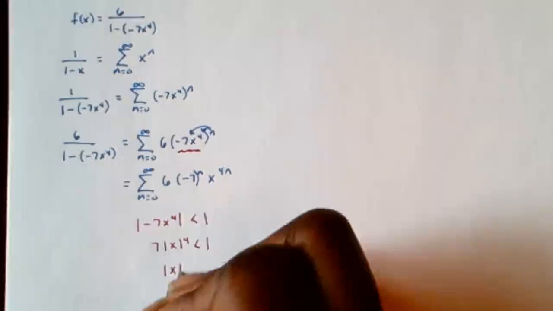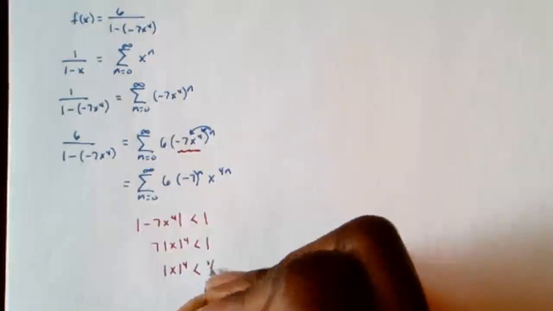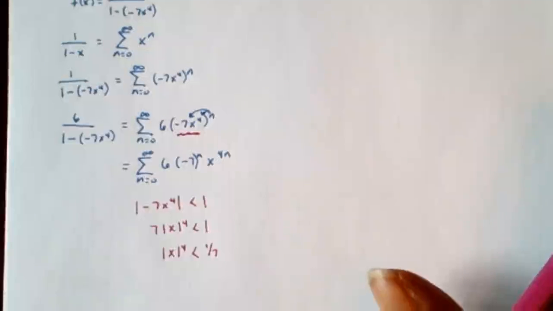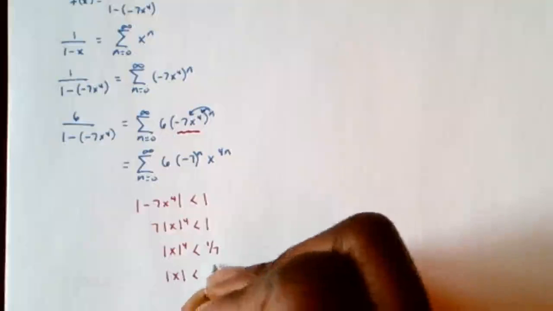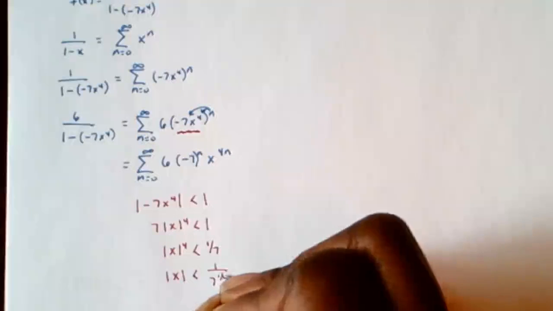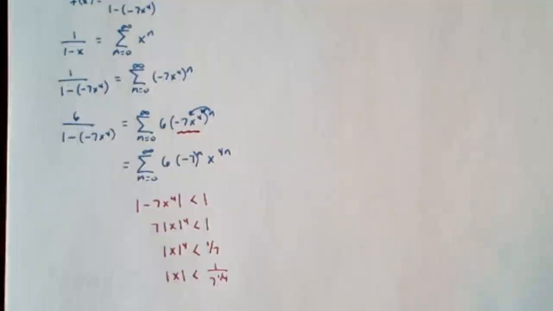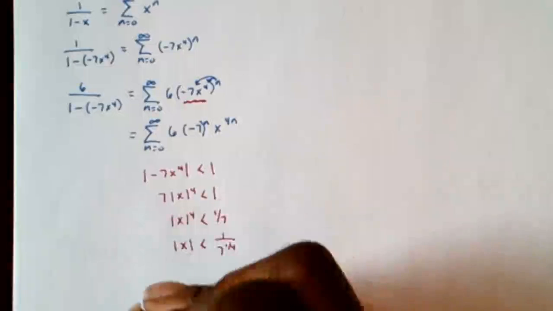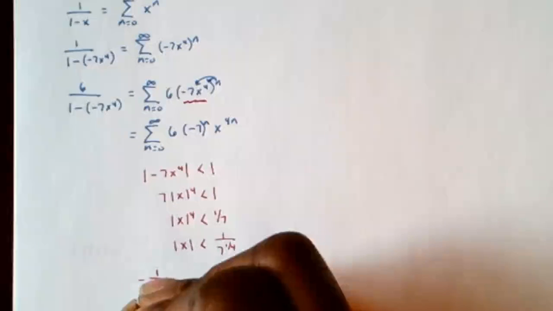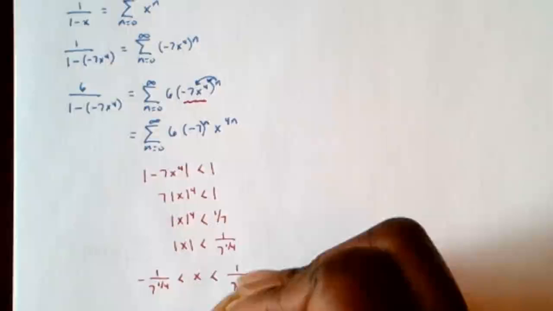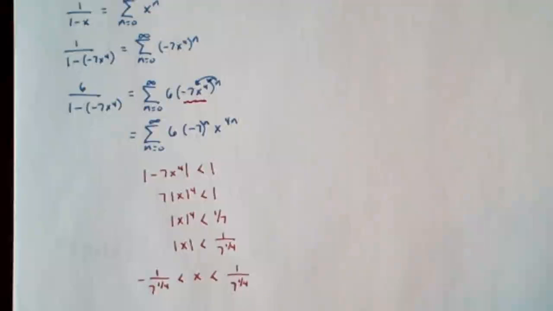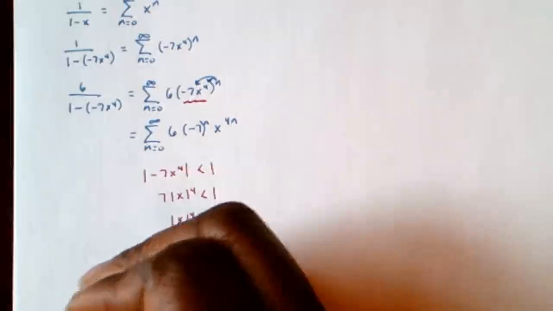Or the absolute value of x to the 4th has to be less than 1/7. Then if I take the fourth root of both sides, I get the absolute value of x has to be less than 1 over 7 to the 1/4. Using properties of absolute value, that simply means that negative 1 over 7 to the 1/4 has to be less than x, which has to be less than 1 over 7 to the 1/4. And that would be my interval of convergence.